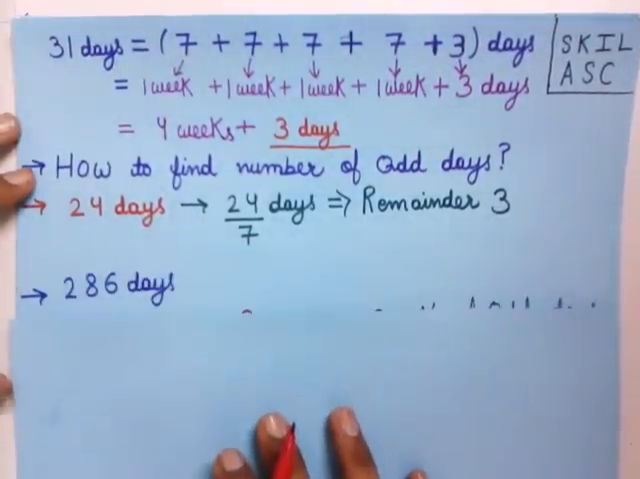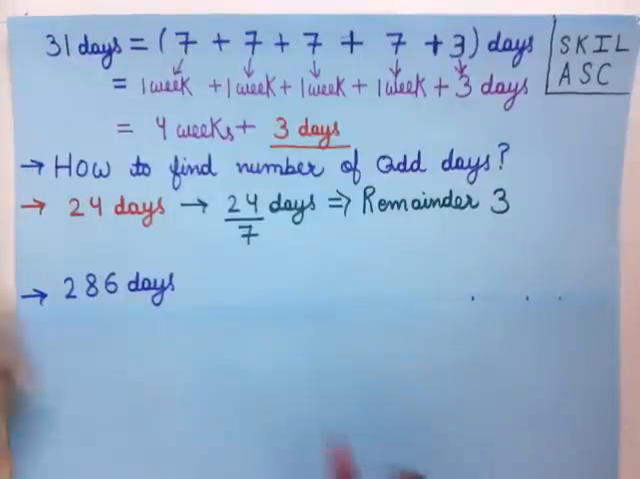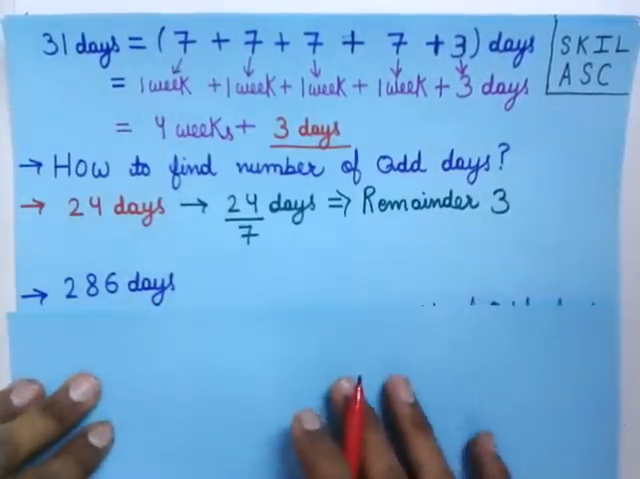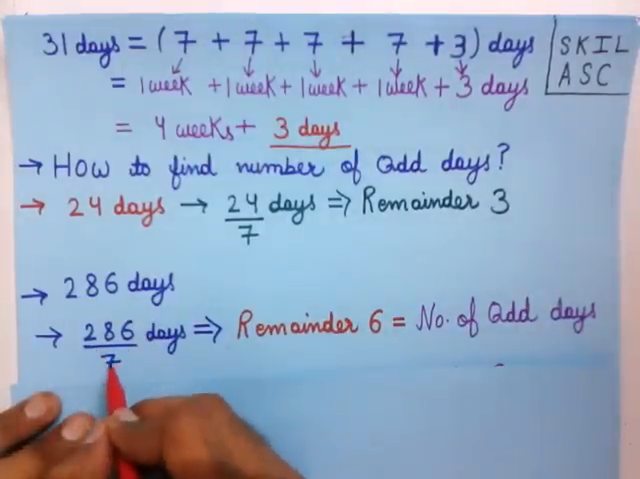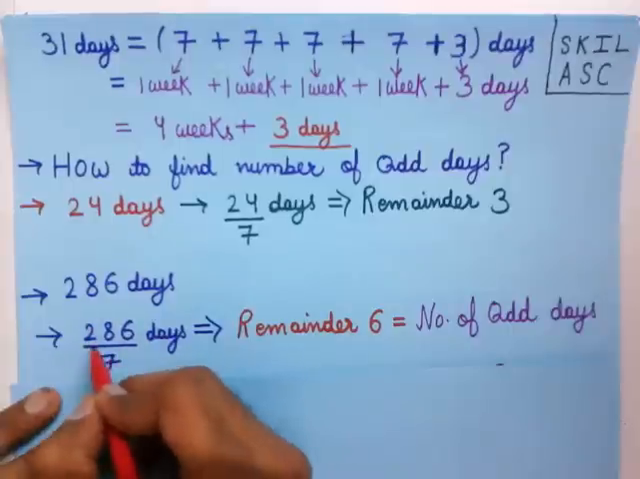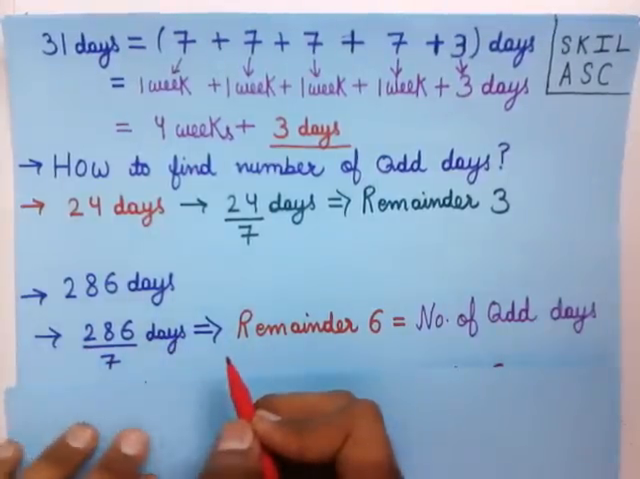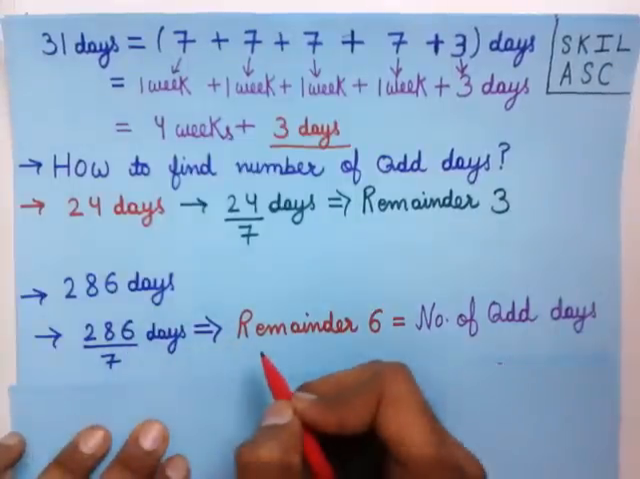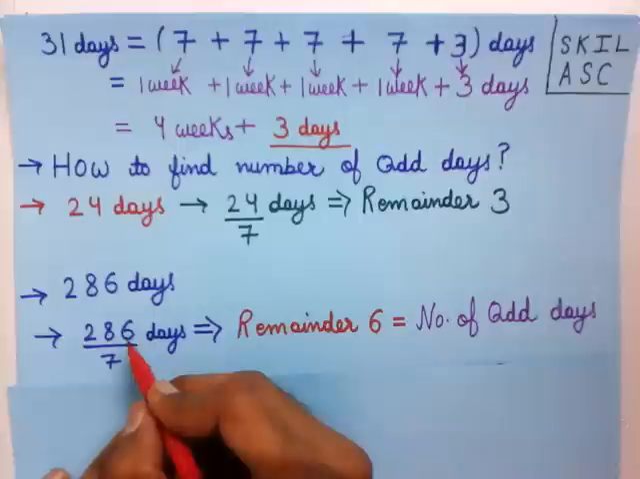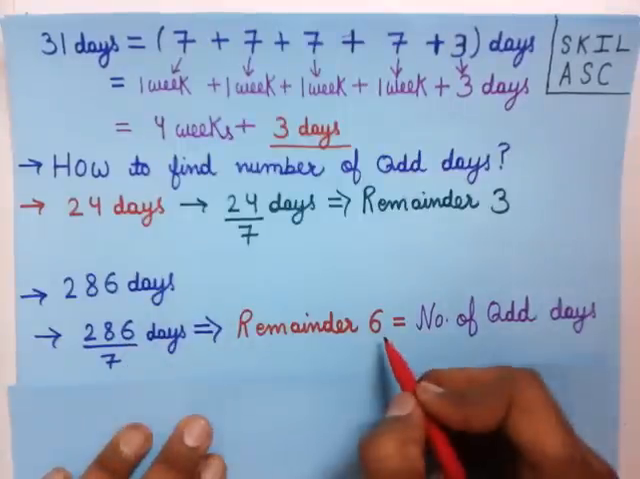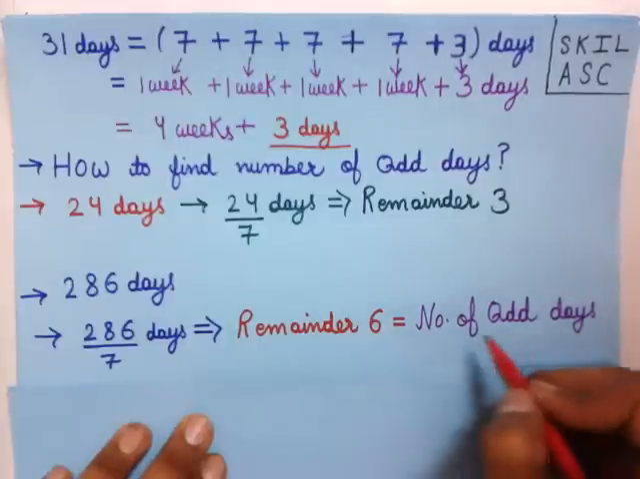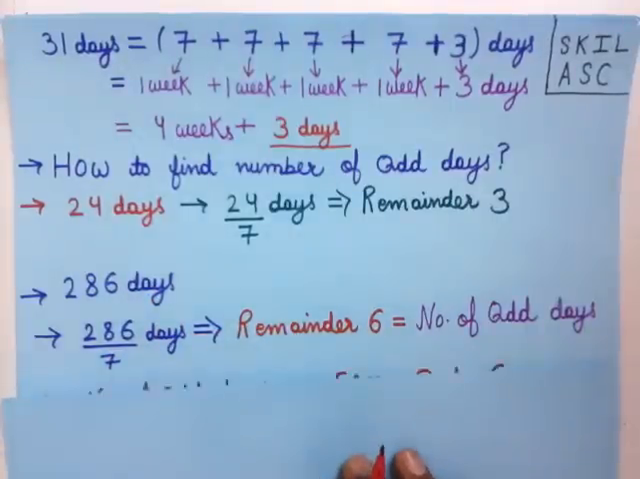Now we take another example of 286 days. We need to find the number of odd days in these 286 days. So what we do is we divide this 286 by 7. This 7 will cancel out all the weeks in these 286 days and will give us the number of remaining days, which are the number of odd days. In this case, if we divide 286 by 7, then the remainder is 6. So this is the number of odd days. So 6 odd days are there in 286 days.